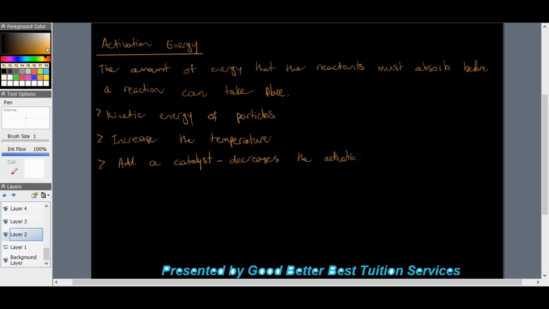Now, when you decrease the activation energy, in other words, not that much energy is required to make the reaction happen. So what a catalyst essentially also does is speed up the reaction. It allows the reaction to take place, but at a lower activation energy. So it's less time for the reaction to occur, so it happens much faster.